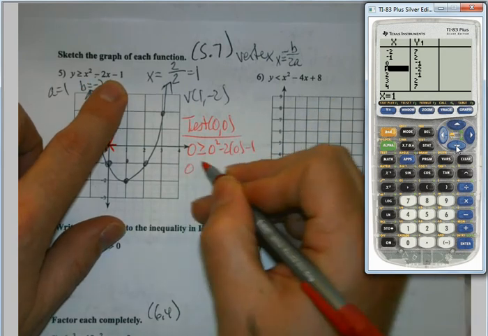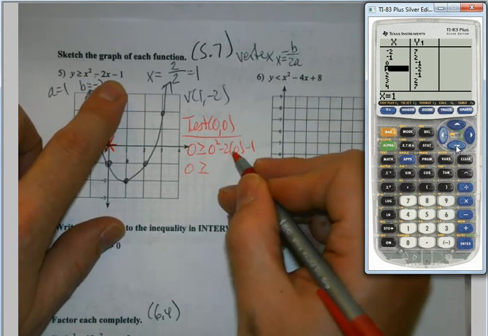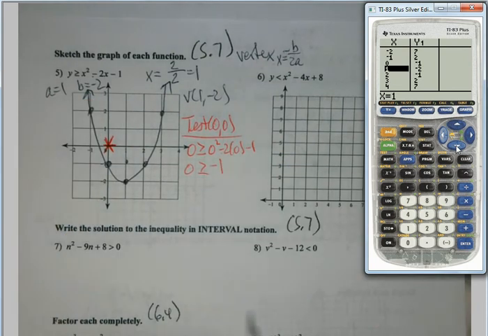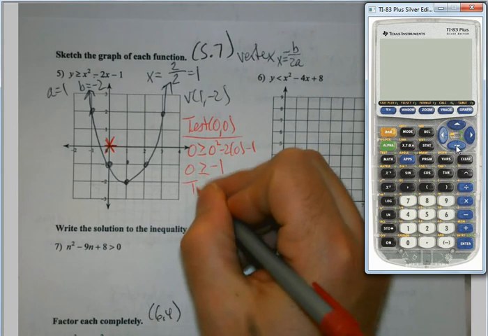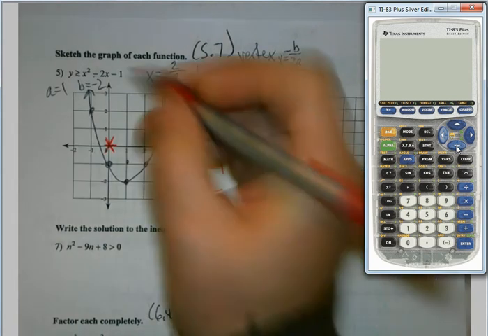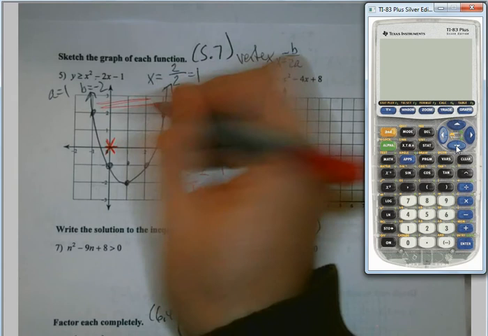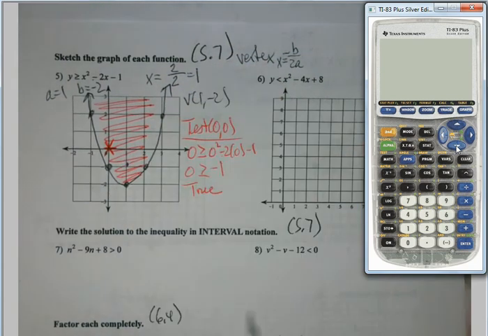Let's see here. 0 minus 0, that's still 0, minus 1. Is 0 greater than or equal to negative 1? It's greater than. That's true. If it's true, you shade where the test point is. The test point's inside the parabola. So I'm just going to shade inside. And that's all I'm doing. Okay? Don't make life difficult on yourself by trying to go crazy with all this other stuff.